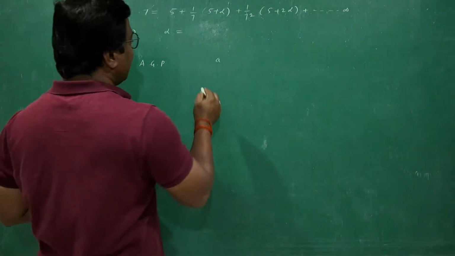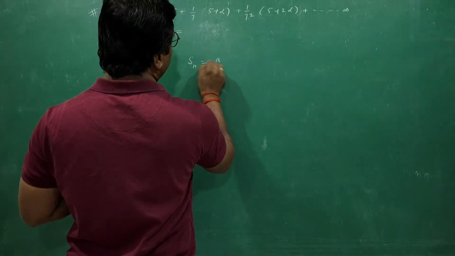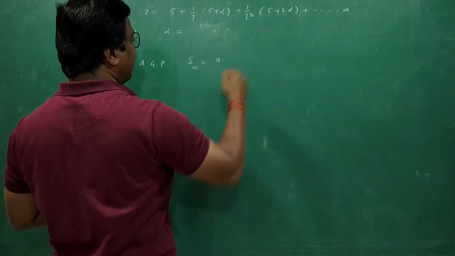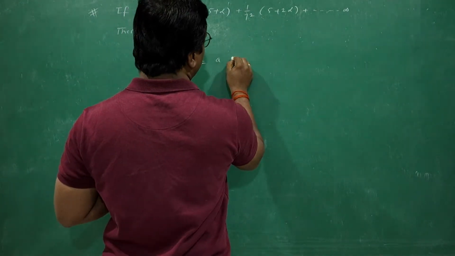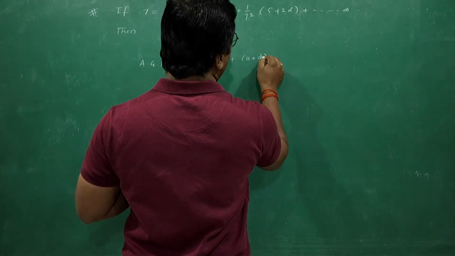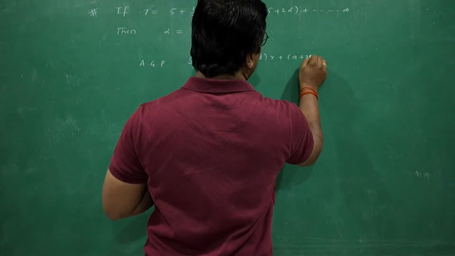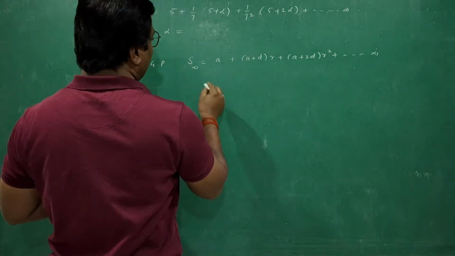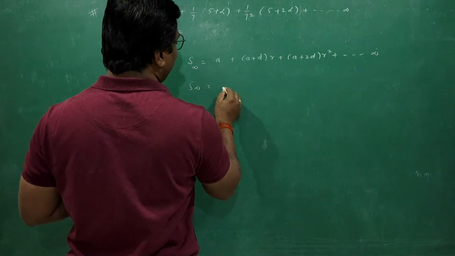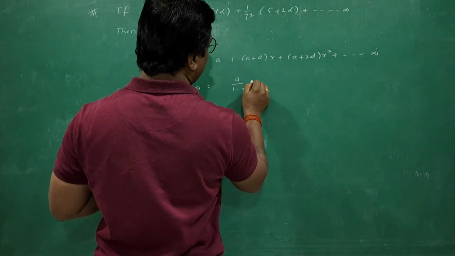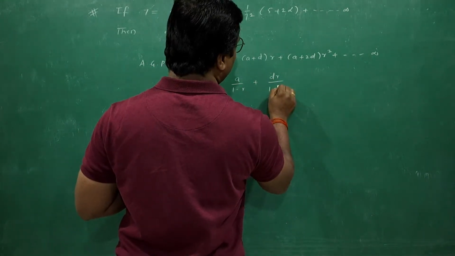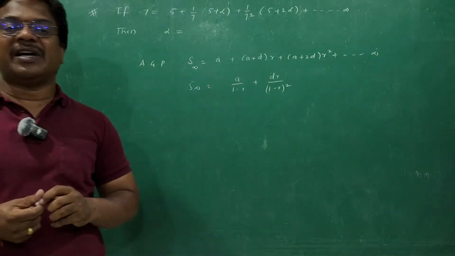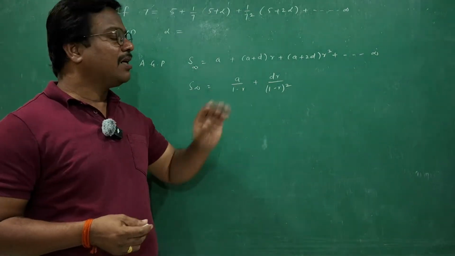square and so on, then the sum of terms Sn, written as S infinity for infinite terms: first term A, second term (A plus D) multiplied by R, third term (A plus 2D) multiplied by R square, and so on to infinity. In this case, S infinity is written as A by (1 minus R) plus DR by (1 minus R) whole square. This is the formula to find the sum of infinite terms when the sequence of terms is in AGP.